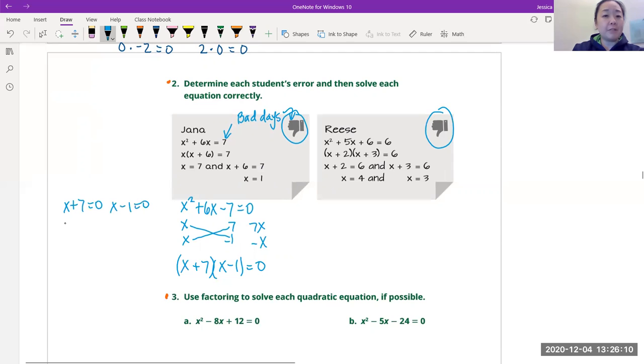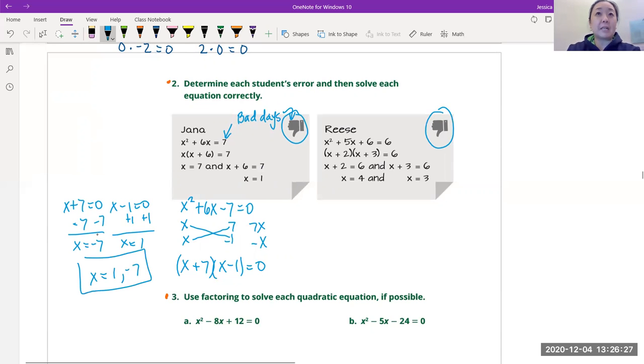All right, so how do we solve for this guy? Subtract 7 on both sides and we get x equal to -7. Add 1 on both sides and we get x equal to 1. So our x is equal to 1 and -7. Those are the 2 possibilities.